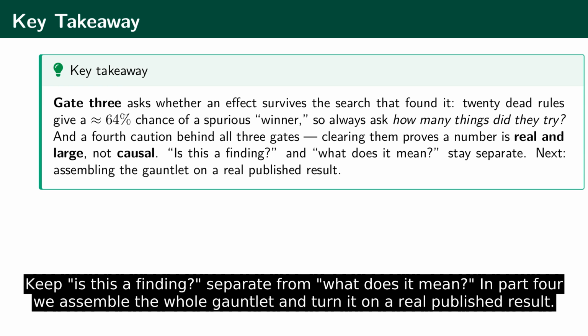Keep "Is this a finding?" separate from "What does it mean?" In Part 4, we assemble the whole gauntlet and turn it on a real published result.